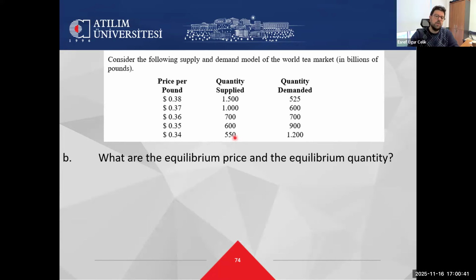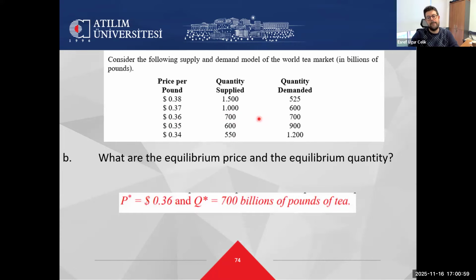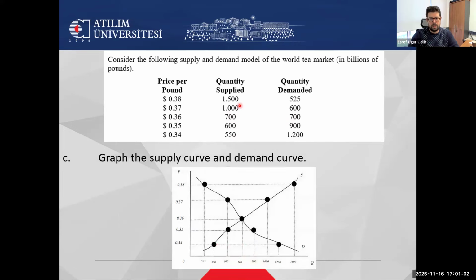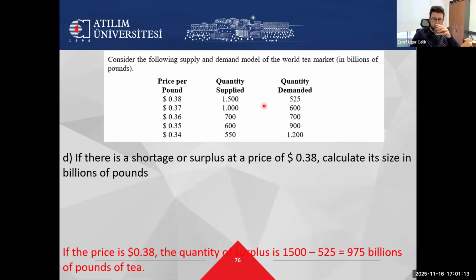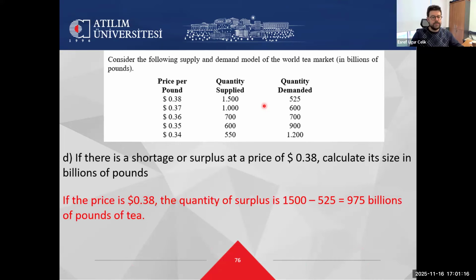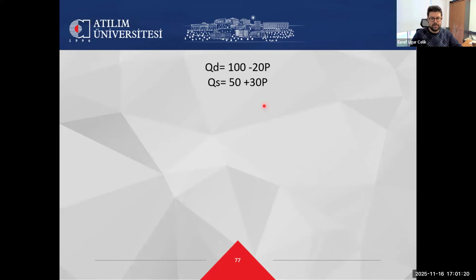What is the equilibrium? The equilibrium condition is that quantity supplied and quantity demanded are equal. So at that point, the equilibrium price is 0.36 and the equilibrium quantity is 70. This is a multiple choice question, so I'm not going to ask how you can draw it, but if you want, you can try it. I can skip that part. Please calculate it.